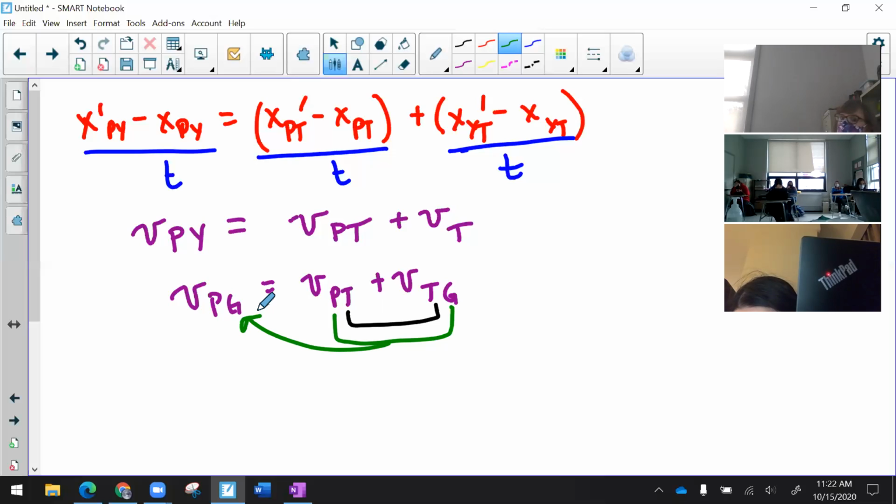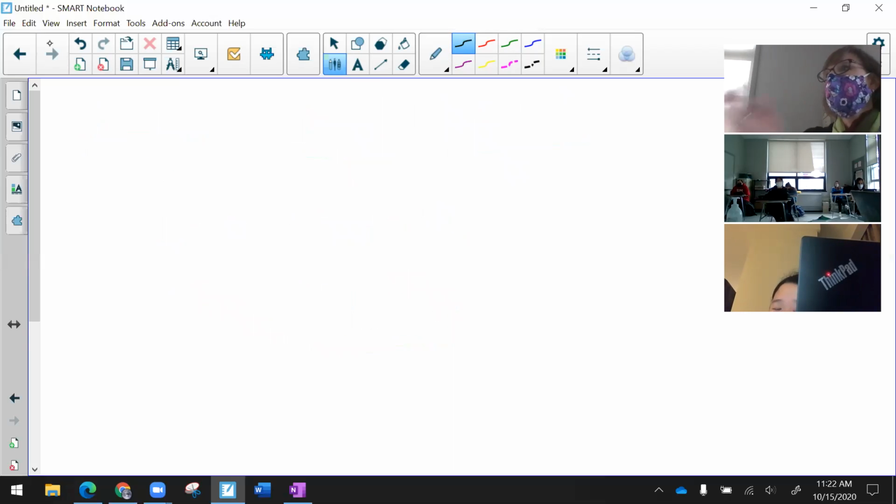All right, so this takes care of velocity. This shows us how velocity works for relative motion. Are we good? Everybody got what they need? Okay. So if we've talked about position and we've talked about velocity, what's the next thing we have to talk about?